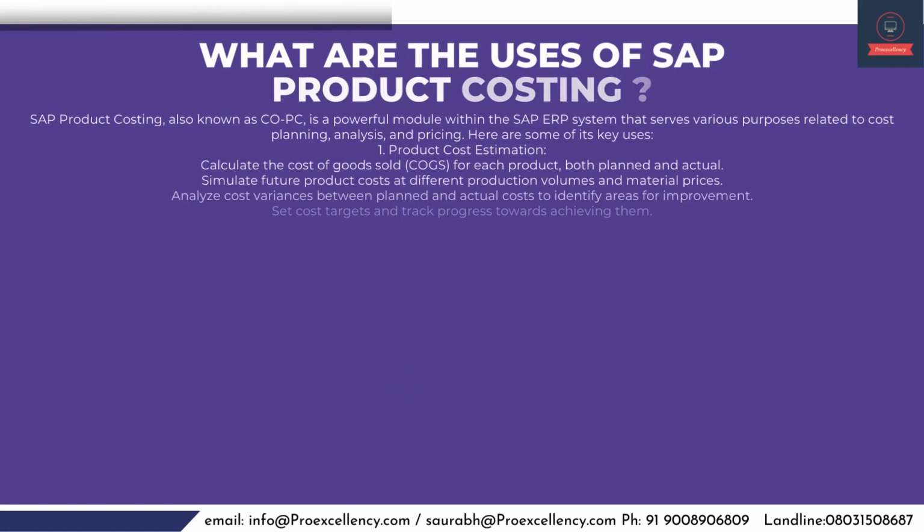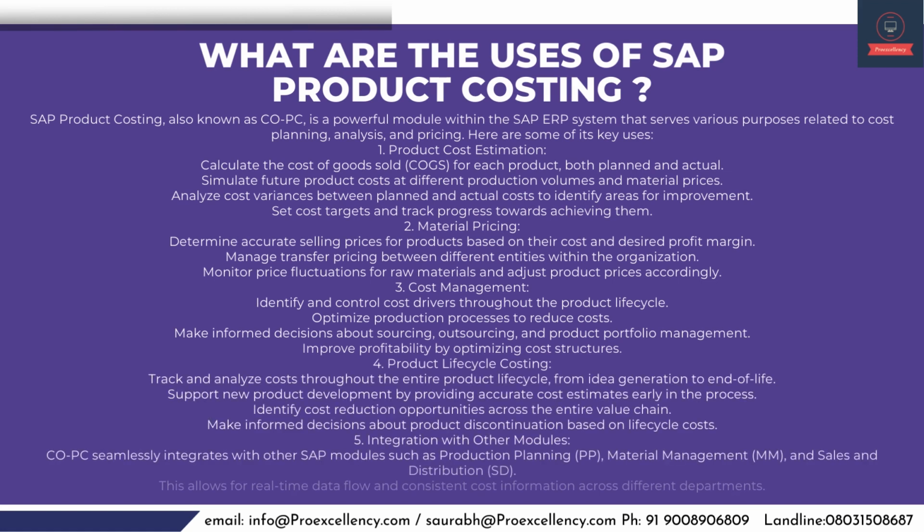What are the uses of SAP product costing? SAP Product Costing, also known as COPC, is a powerful module within the SAP ERP system that serves various purposes related to cost planning, analysis, and pricing. Here are some of its key uses.